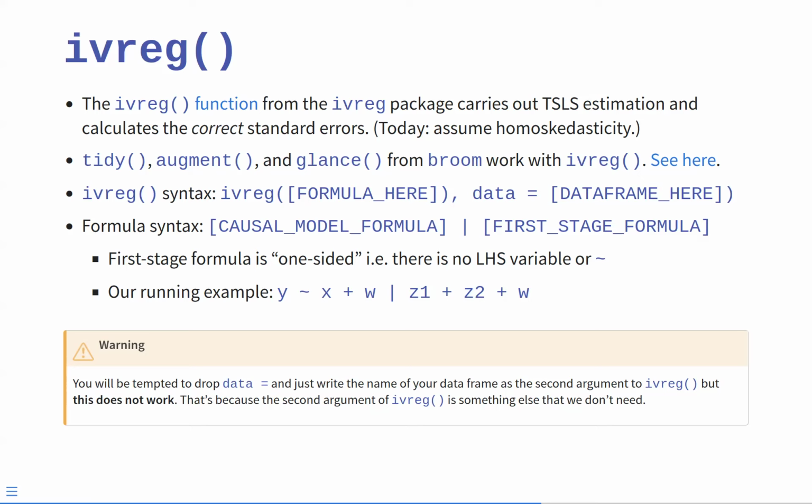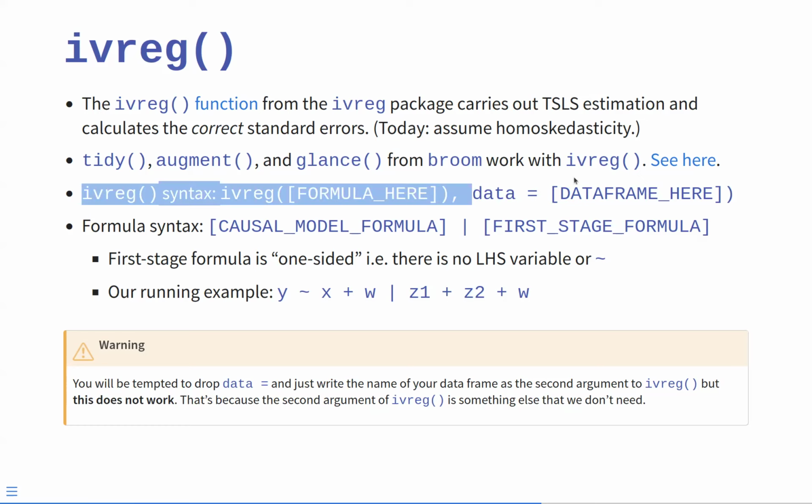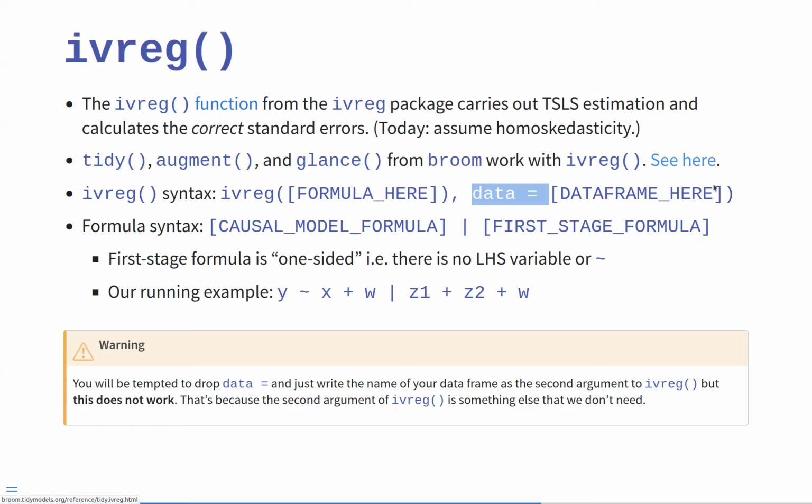One slight comment, besides the fact that this parenthesis shouldn't be here, you'll notice that in my ivreg command, I write data equals, and then I specify the data frame. You actually need to specify data equals. If you don't, you're going to run into a problem. That's because by default, the second argument of ivreg is something else, and it's something else that we don't need. So make sure that you specify data equals, otherwise you will have an error message appear that might confuse you. That is different from lm. With lm, you can get away with not specifying data equals because the second argument of lm is the data frame.